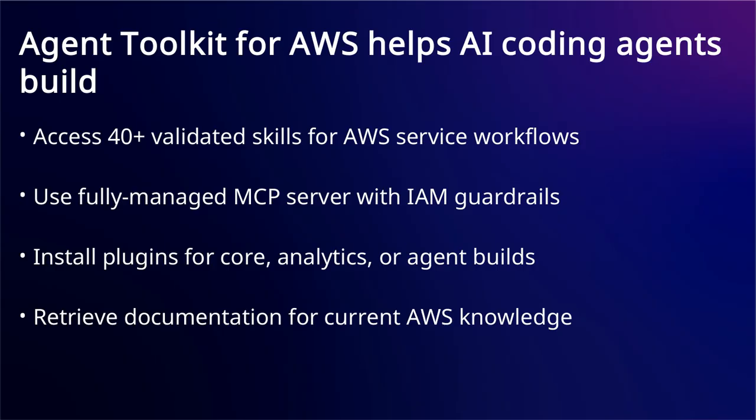Third, you can install one of 3 agent plugins that bundle the MCP server with curated skills for application development, data analytics, or building agents with Amazon Bedrock. Fourth, your agents can retrieve documentation efficiently to maintain current AWS knowledge. The toolkit is available at no additional charge in US East, North Virginia, and Europe, Frankfurt, and you only pay for the AWS resources your agents use.